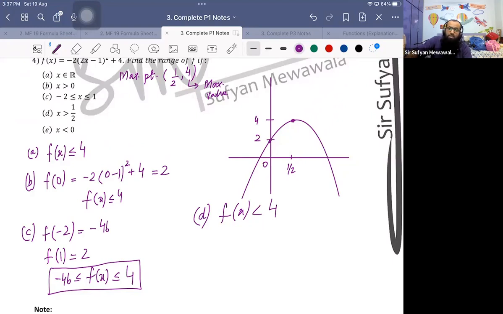So part D is f(x) is less than 4. So if you're going to substitute half, we'll get a 4. So f(x) less than 4 will be the answer of part D.